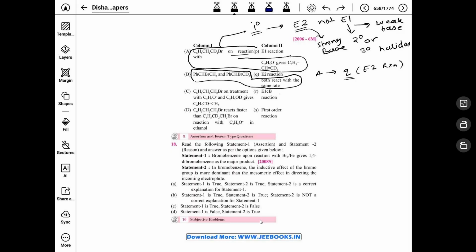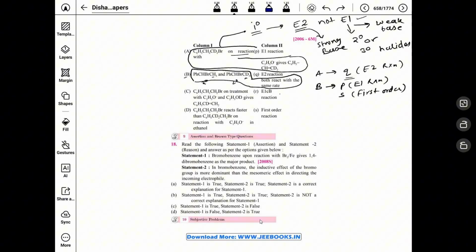Now let's look at the B. B is secondary halides, both are secondary halides. This has deuterium instead of hydrogen, this has hydrogen. So secondary halides will give E1 mechanism. Therefore we can say that B is matching to P, E1 reaction, and we know that E1 is a first order reaction, therefore it will match to S also. So first order reaction.